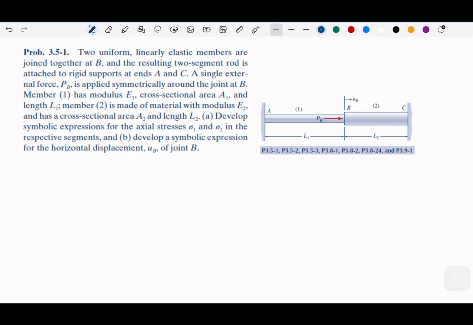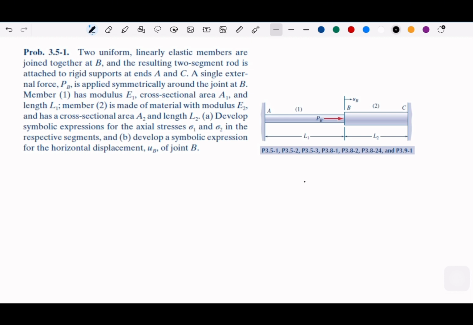We have the external force PB applied symmetrically around the joint at B, so there will be some forces over there, which makes element 1 be elongated. And then because they both attach to the walls, element 2 will have a reduction. Okay, we can start by taking the equilibrium, as usual.